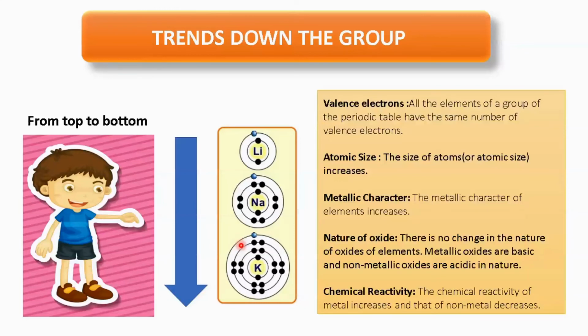For non-metals, chemical reactivity means how much ability they have to gain electrons. So as we move down the group, in case of non-metals, the nuclear pull towards the outermost shell, for the electrons to enter the outermost shell, becomes less, and they have less ability to attract more electrons towards them. So the non-metallic chemical reactivity decreases down the group, and that of metals is increasing.